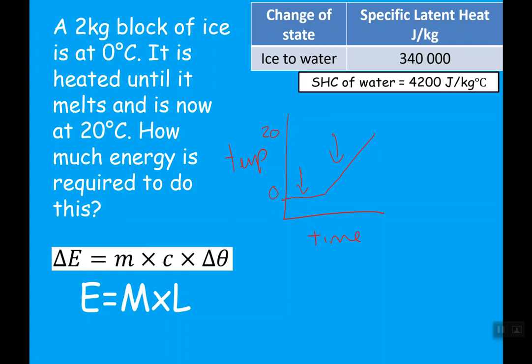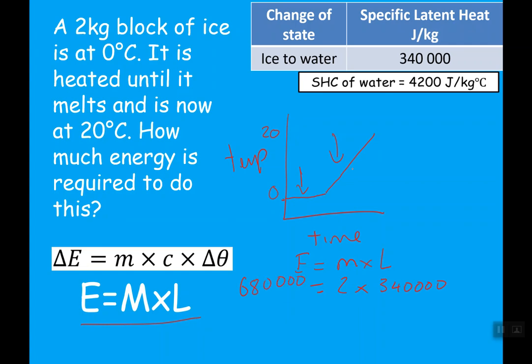So energy to change the state, that's given by this equation. So E equals m times L. Let's substitute the numbers in. The energy required is the mass, well that's 2, times the specific latent heat, which is 340,000 joules. So 2 times that will give you 680,000 joules.